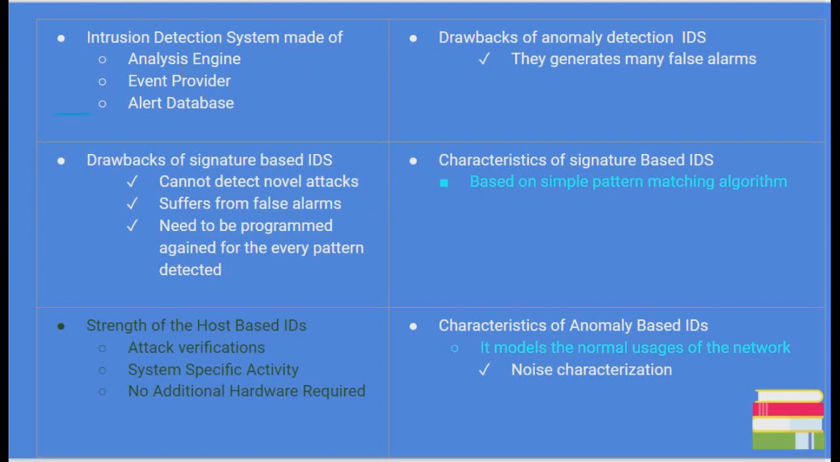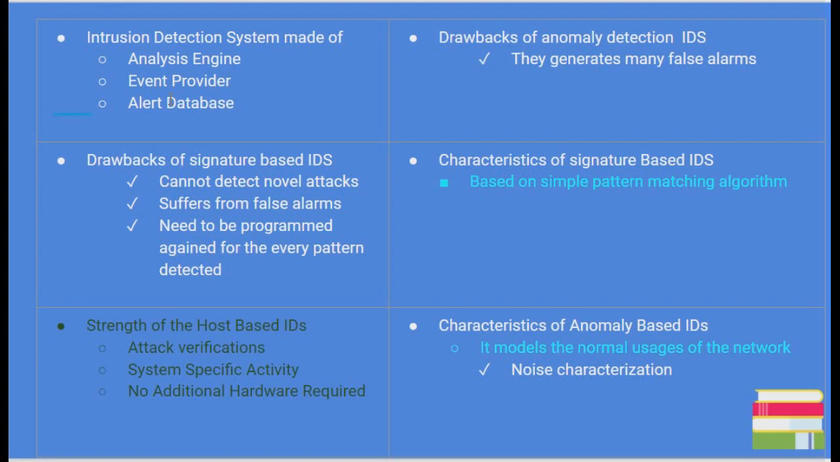An intrusion detection system is made of three parts. One is an analysis engine that analyzes whatever is going on. Another is the event provider, which triggers actions based on events. The third is the alert database, which maintains the database of alerts. What are the drawbacks? It cannot detect novel attacks. It suffers from false alarms; it could generate so many of them. It needs to be programmed against every new pattern detected.